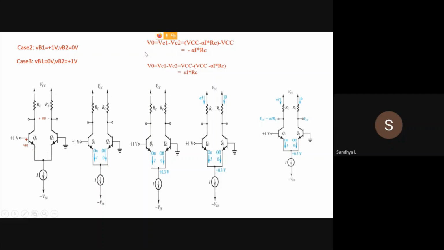Why? Because in the second case VB1 is greater than VB2, and in the third case VB1 is less than VB2. So hence we can say that if V0 is taken with this particular polarity, then the base of Q1 is the inverting terminal and base of Q2 is the non-inverting terminal. So there is no phase shift between the difference of the input and the output in the third case, because the inverting terminal voltage is greater than non-inverting terminal voltage. If you consider this particular case, the differential amplifier as the first stage of an op-amp.